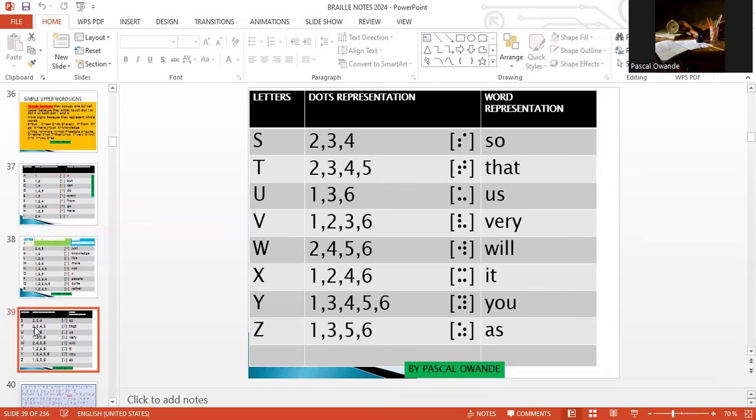And we have letter W, represented by dot 2 and dot 4, 5, 6. The word representation for W is will.